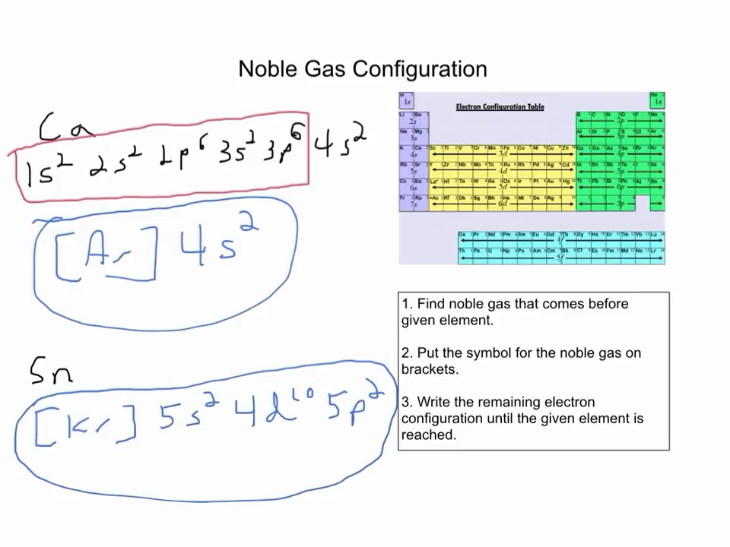And again, remember that by putting krypton in brackets, it's summarizing all of the electrons and where they are that came before and up to the noble gas krypton.